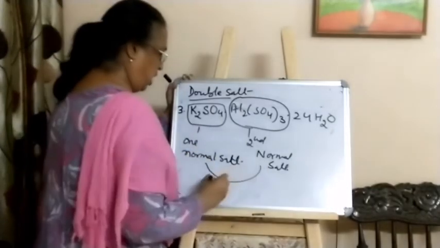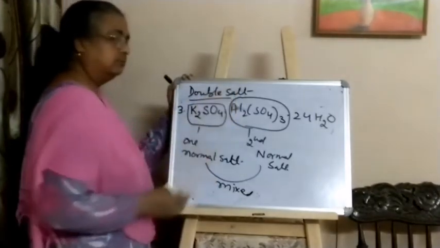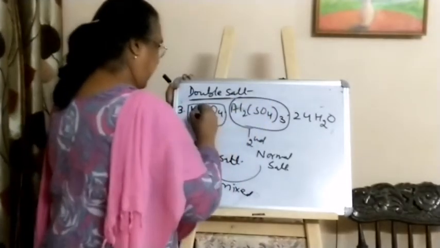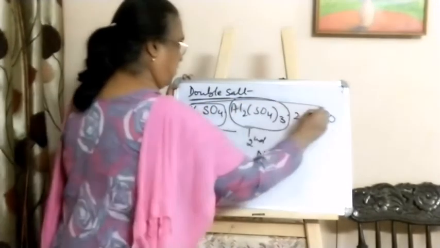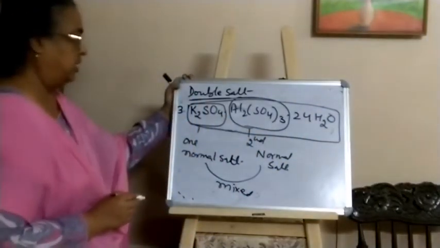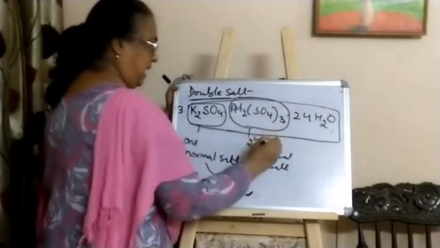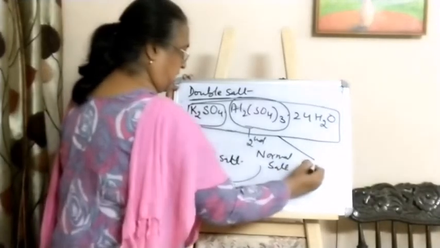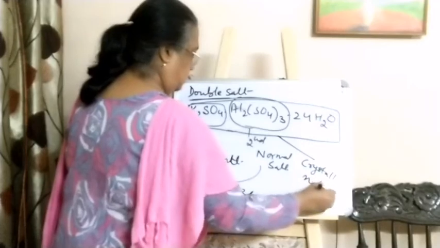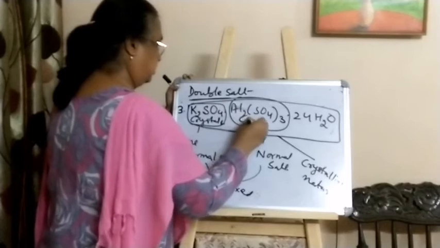And when these two are mixed, what ratio here? 1:1. Then they are forming a double salt, and this double salt is found with 24 molecules of water of crystallization. So this whole thing which comes out together will also have crystalline nature. So this is crystal 1, this is crystal 2.